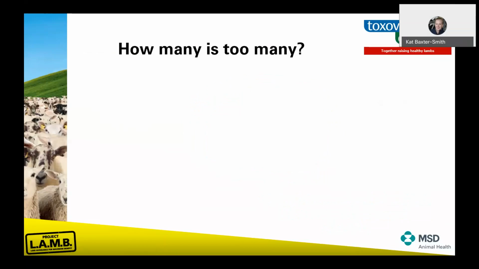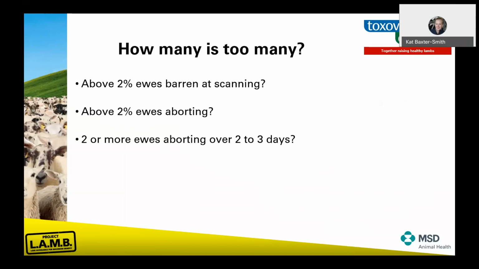So how do you know if it's too many? Obviously most farmers will accept a small number of losses, which can happen and may be bad luck, but we would say that if you have over 2% of ewes barren at scanning, that's too many. If you are getting ewe lambs in lamb, you will have a higher rate of empty animals, because ewe lambs are less likely to take than second year lambers or older ewes. But as long as you're not putting ewe lambs to the tup, anything more than 2% barren is too much. If you have anything more than 2% aborting, again, that's too high.